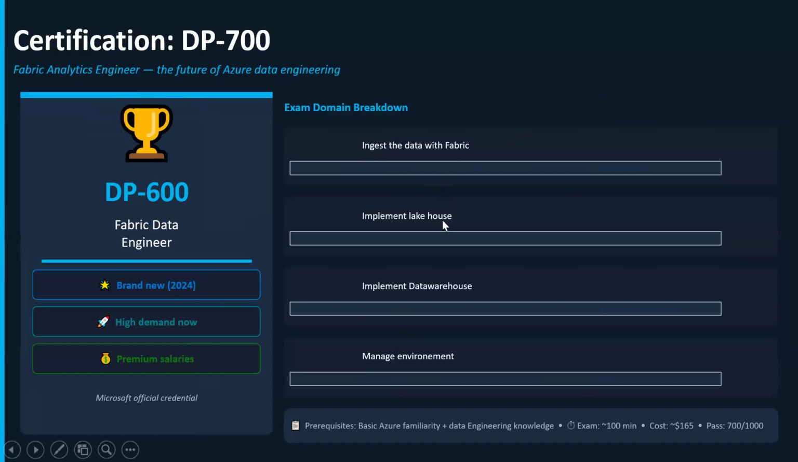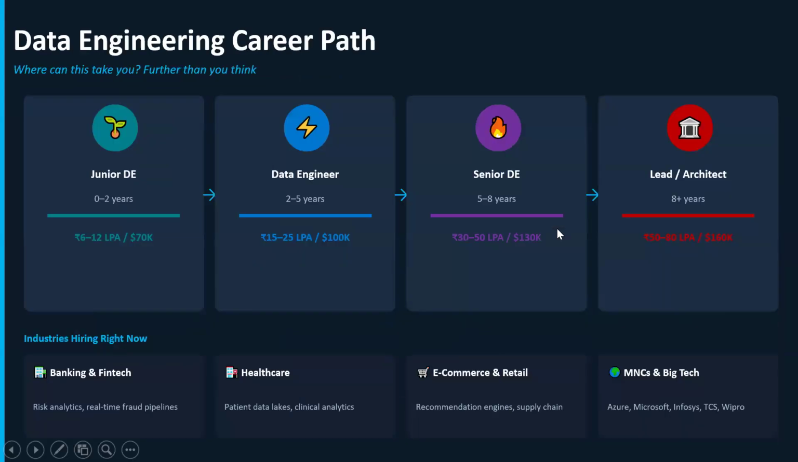How do you ingest the data? How do you implement the lakehouse? How do you implement the warehouse? How do you manage the environment? So these are all the things that will be measured as part of the DP600.